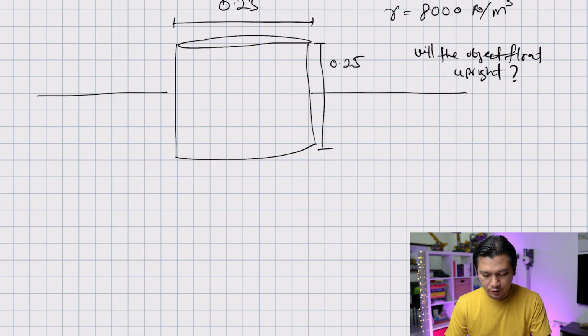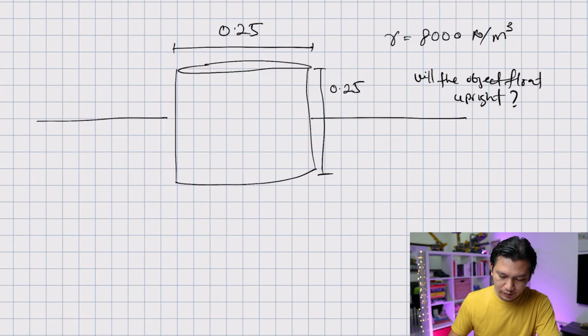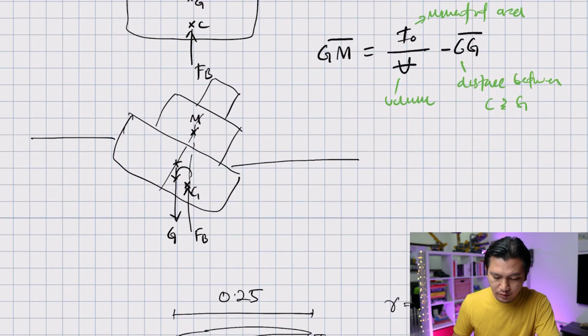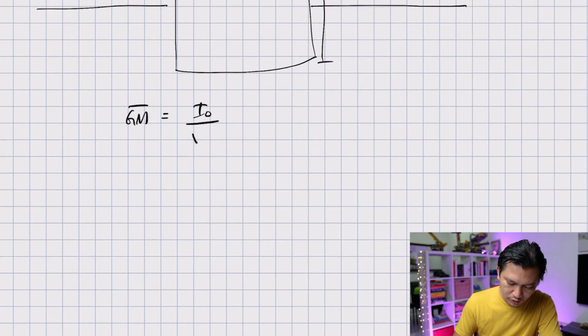So basically, the question wants to know whether the object is stable or not. And to find that, it's not that difficult. We just need to find the GM. If GM is positive, then yes, the object will stay upright, the object will be stable. But if GM is negative, then the object will topple over. So it means that the object is not stable. Now let's take a look at our equation. GM is I0 over volume minus CG.